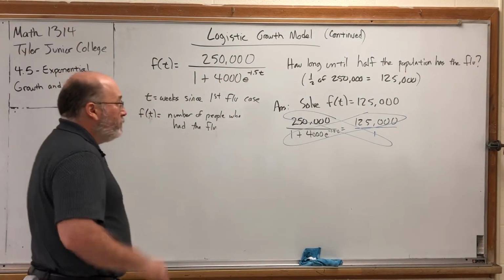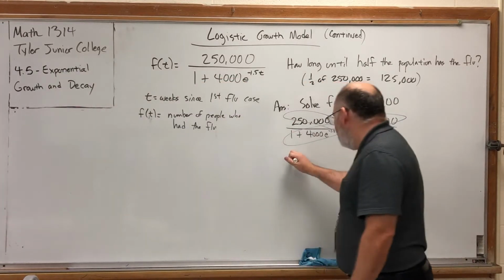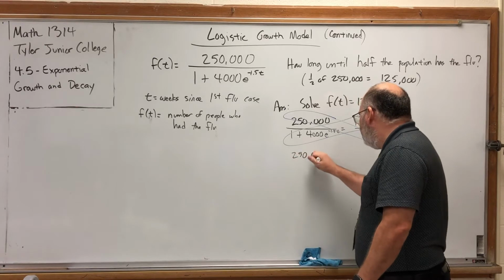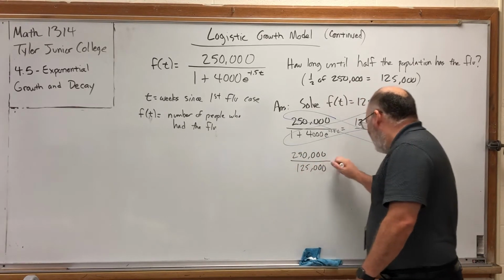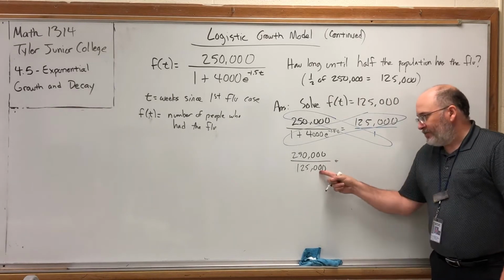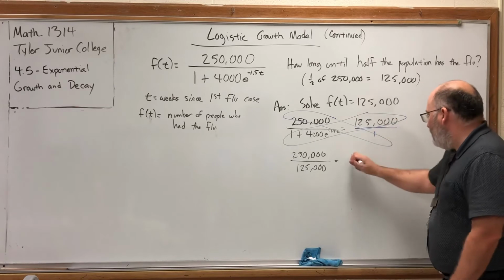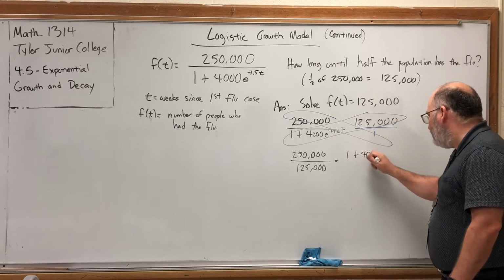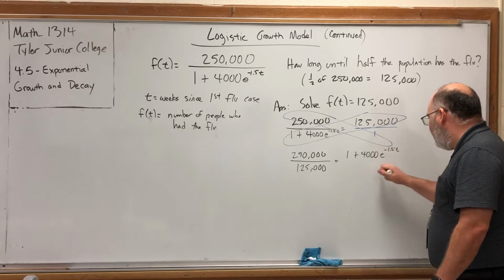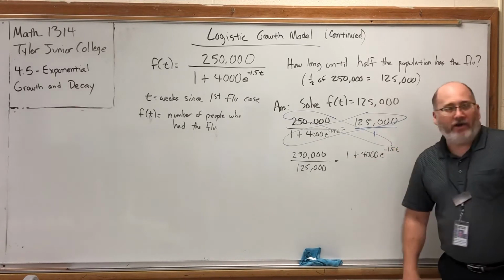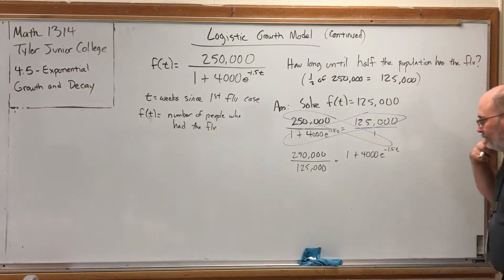All right, so let's move some pieces around. I'm going to switch these two pieces along this diagonal. 250,000 over 125,000. That'll give me 2, but it should because this was half of the population. Moving this guy over here, I get 1 plus 4,000 e to the negative 1.5t. And this is over 1, but I really don't need to write it over 1 anymore. That was just to point out that I'm in the middle of a proportion. That's 2.